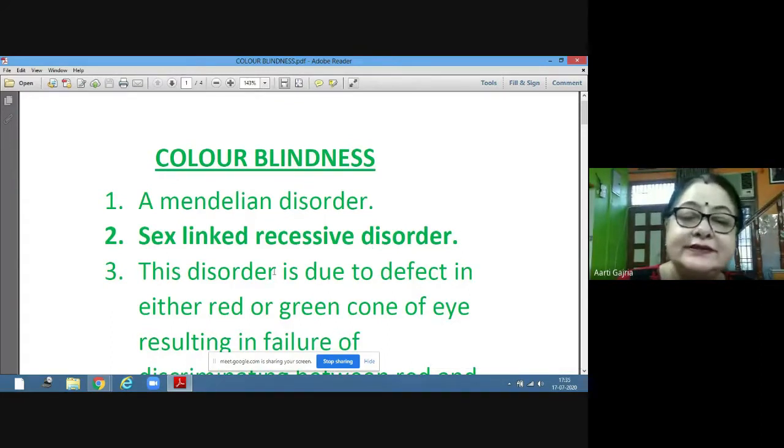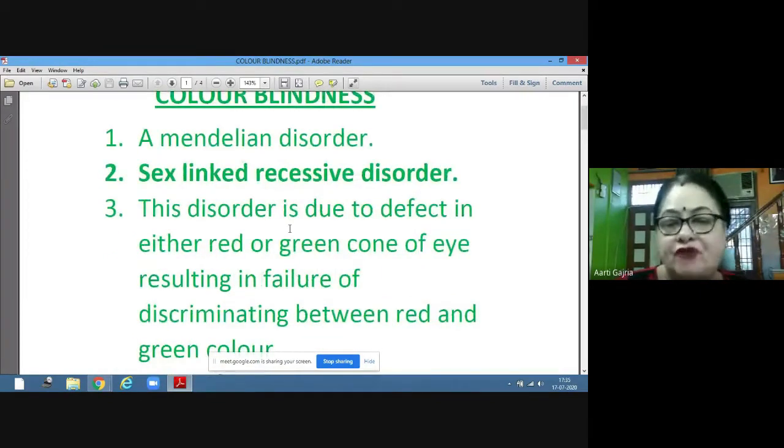Now, this disorder is due to a defect in either the red or green cone of the eyes. In 10th standard, you learned about the detailed structure of the eye, where you learned that there are rods and cone cells in the eyes, and cone cells are responsible for color sensation. So, if the red and green cones of the eyes are defective, then the person is not able to discriminate between red and green color.